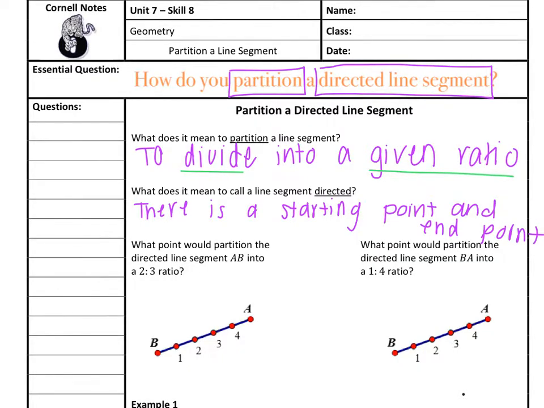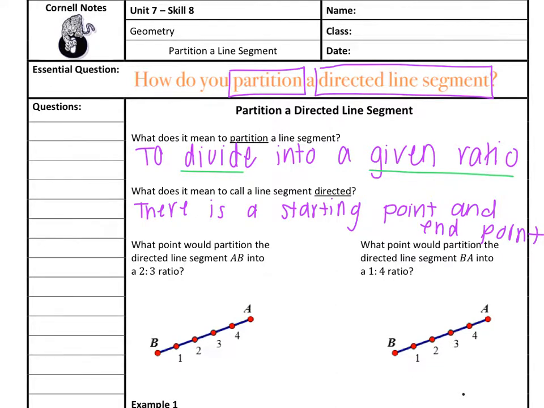Alright, so it's just like if you give directions to a friend. You want your friend to walk from school to Wegmans. They're going to start at school and go to Wegmans. You're going to direct the pilot to go from Rochester to Orlando. That is a direction, a starting point and an ending point.